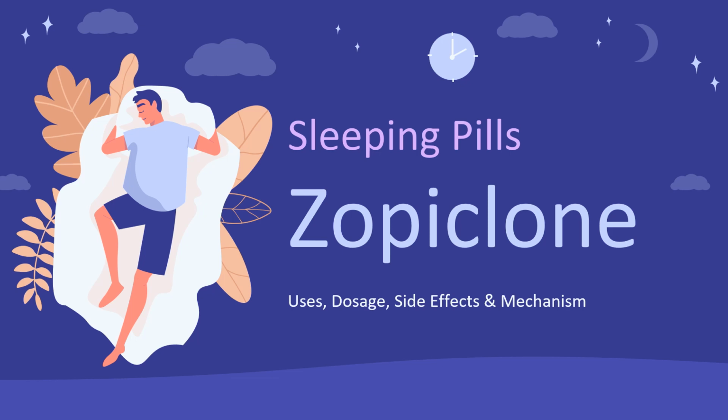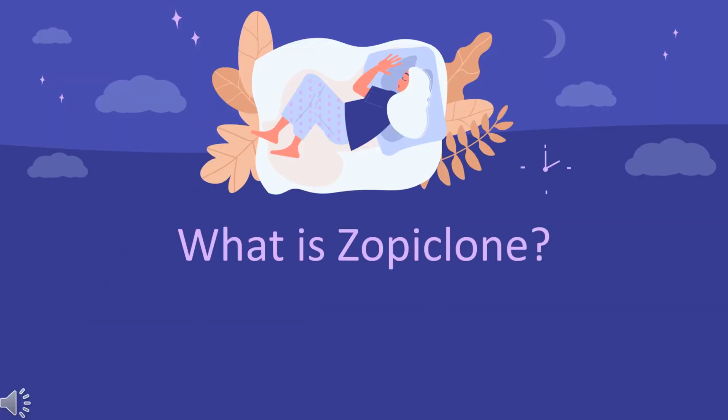Zopiclone is a nonbenzodiazepine hypnotic used for the short-term management of insomnia. In this video, let's find out what is Zopiclone, what is Zopiclone used for, contraindications, what are the side effects of taking Zopiclone, how does Zopiclone work, and how to use Zopiclone.